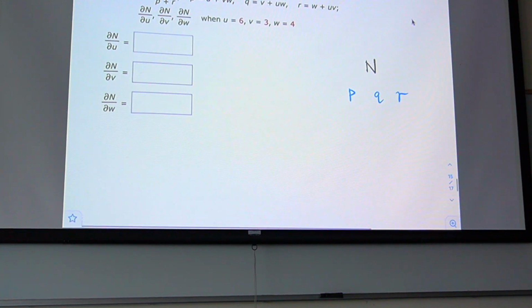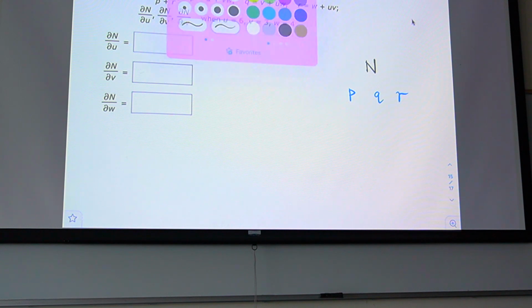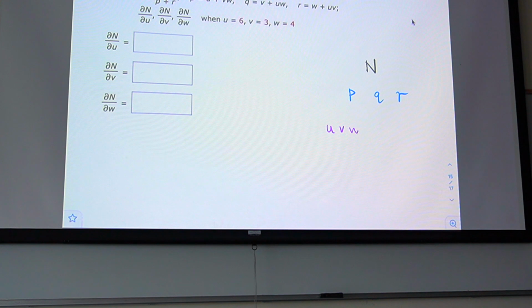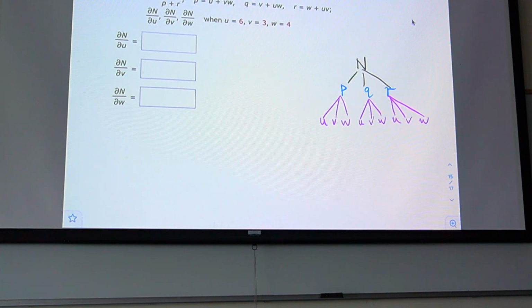And then P, Q, and R are functions of what variables? U, V, and W. Isn't it fun? U, V, W. And then here you have this. Let's get the formula here right.